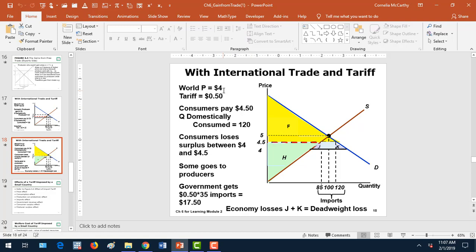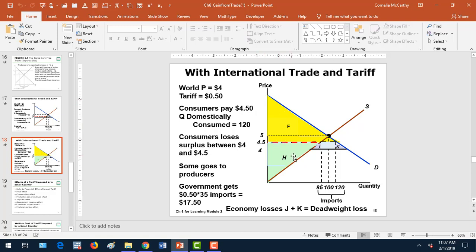When you have a tariff, in this case, the world price is $4, the tariff is 50 cents. In this economy, the price of the product is going to be $4.50. Why? Because the imported units are going to have a price tag of $4.50. $4 goes to the foreign producers, 50 cents goes to the government in tariff. Well, the producers who are producing at home are not going to say, oh, okay, I'll put $4 on mine. They don't have to. They can charge $4.50, and therefore they're going to.